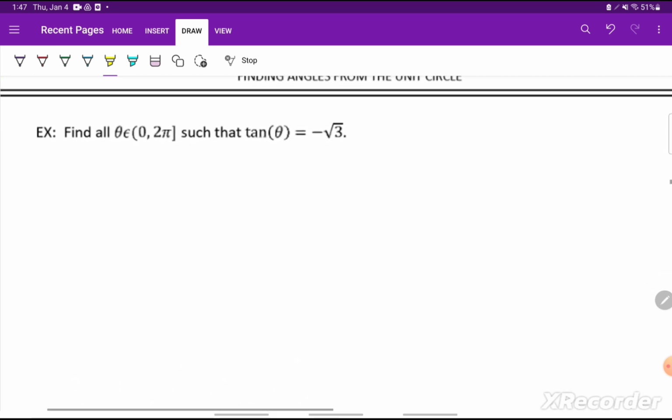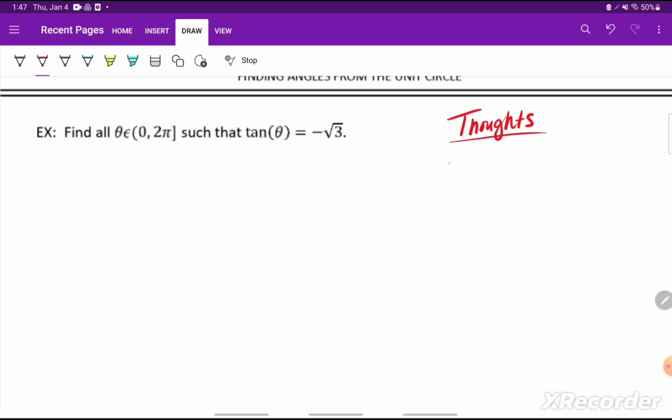So we want to find all angles from 0 to 2 pi, so basically one trip around the unit circle, such that tangent of theta is equal to negative square root of 3 over 2. Well, there's a couple of thoughts that I have when I start a problem like this.